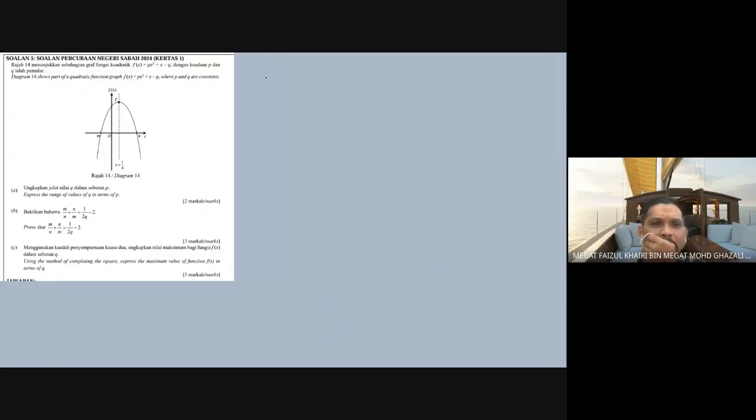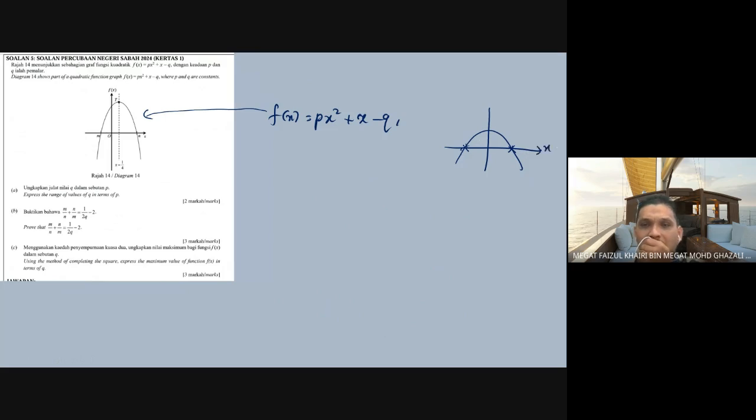The quadratic function f(x) equals px squared plus x minus q, where p and q are constants. For this function we may refer to this diagram. Express the range of values of q in terms of p. Because this graph cuts the x-axis at two points, which are a and b.